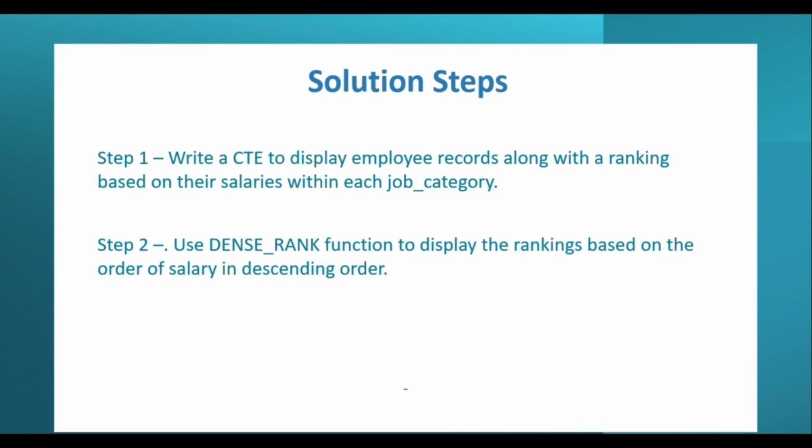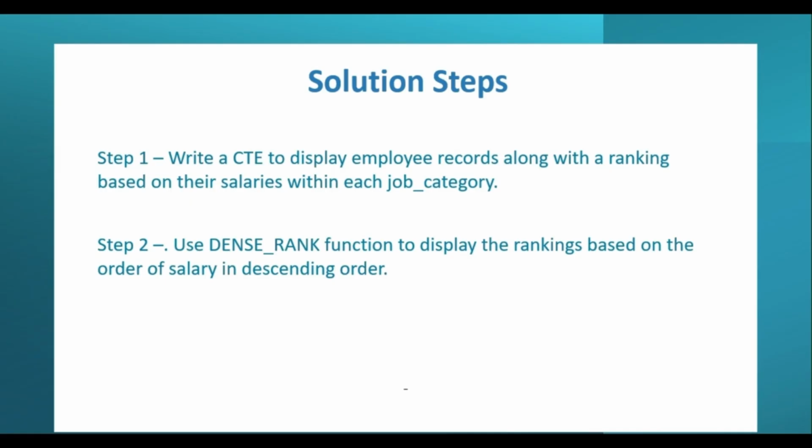And here, since we have to find the third highest salary for each job category, we will be partitioning the data based on the job category. So we will have to apply the partition by clause on the job category column. Also, as we have to find the third highest salary, we will use the order by clause on the salary column in descending order.